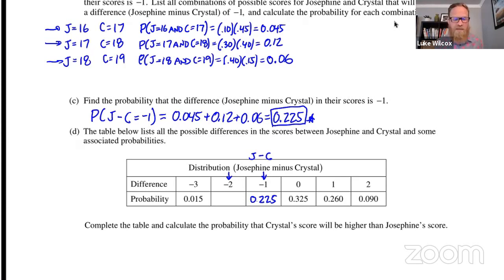Now, to get that remaining value in the table there, we have to note that adding all of those probabilities, we should get a value of 1. And so if I add up all those probabilities and I subtract them from 1, I'm going to get a value of 0.085. And now all of those probabilities will in fact add up to 1. And now to answer the final question, complete the table and calculate the probability that Crystal's score will be higher than Josephine's score. Okay, we want Crystal's score to be higher. Well, if that second number is higher, when I subtract J minus C, I'm going to get a negative value.